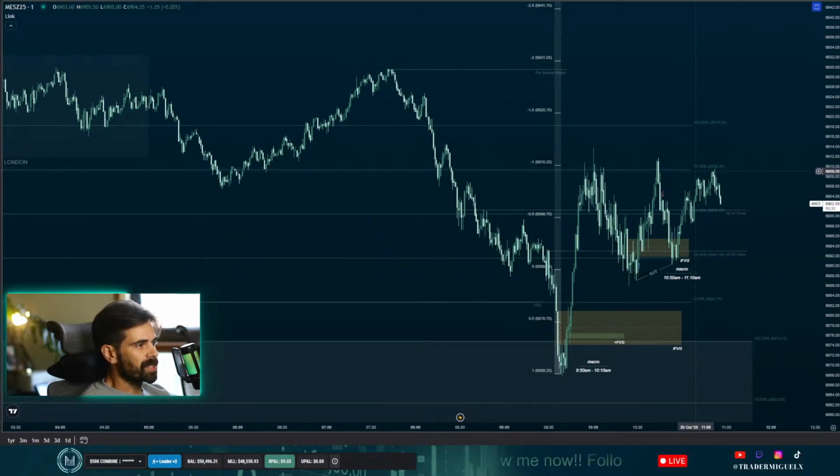See, another rejection at 75%. So yeah, just like I was talking about, it seems like price wants to stay inside of these two quadrants.